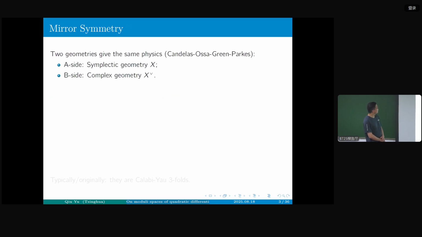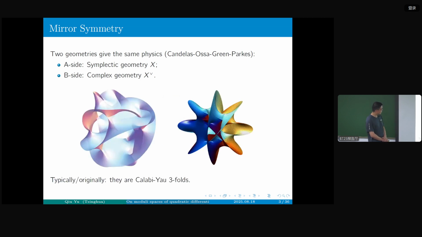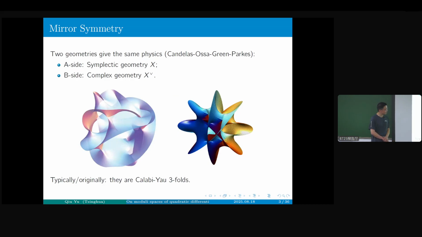Originally, this predicts that two geometries give the same physics. On the A side, you have symplectic geometry, say an Abelian threefold X, and on the B side, you have complex geometry, a mirror threefold X check. And when you look at this pair of mirror manifolds, you can obtain some numerical or other kind of equivalence. So this is from the physics point of view.